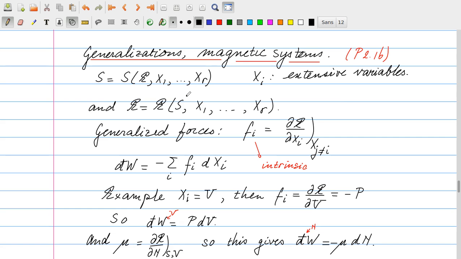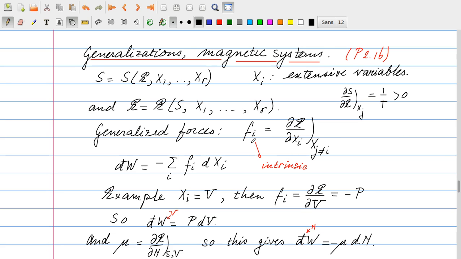Now, because we know that dS/dE for all the X's constant is 1 over T, and because the temperature is always positive, this one is always positive. At temperature 0, it would go to infinity. So I can always invert S as a function of E, and I get E as a function of S plus the other dependencies. And from this I can define the concept of generalized force.